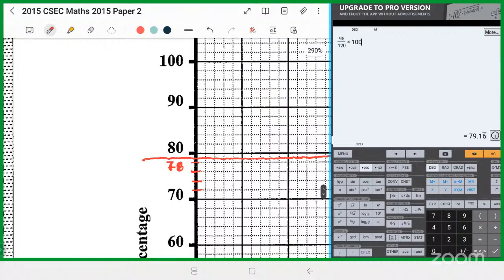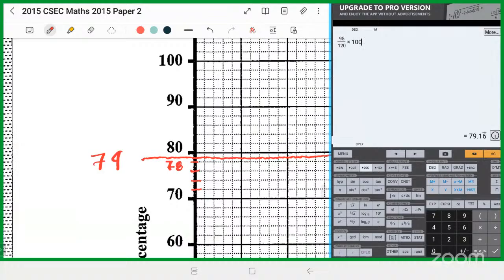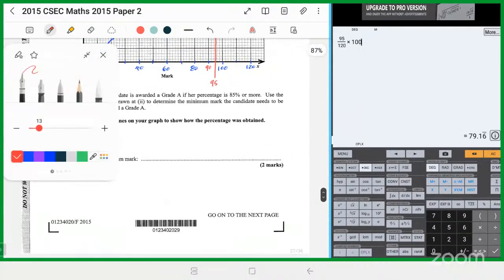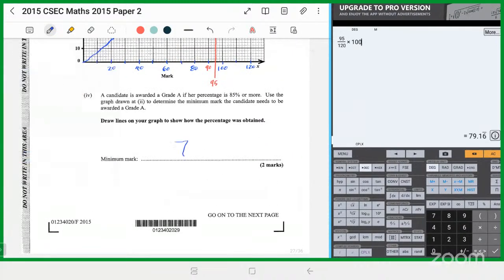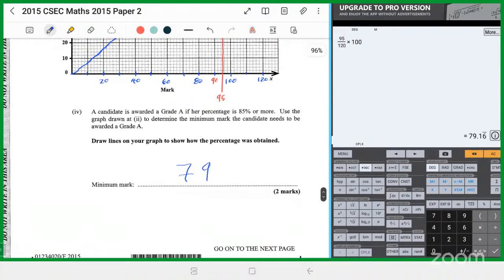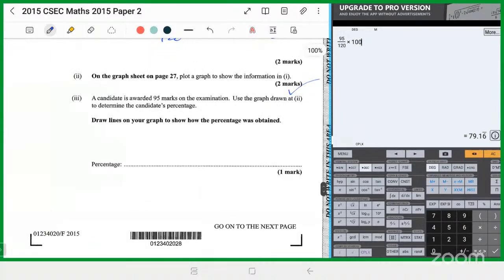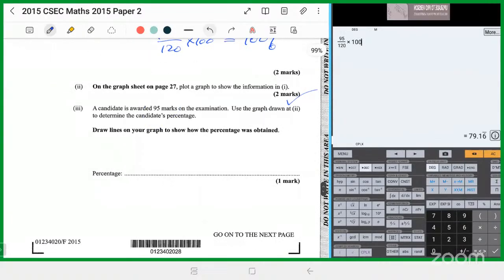So I'm going to write 79. The calculation is 79.16, but don't expect to put 79.16. Put what your graph gives you. So I'm going to write 79, because you have to show that you used a graph. That's 79. Let's see what this question says. Hold on, where am I answering? Up here, so sorry. Answer: 95 marks, 79%.